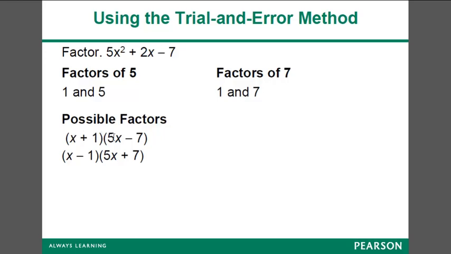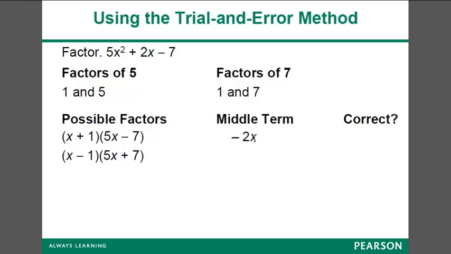I'll take x times 5x, gives me 5x squared. X times negative 7 gives me a negative 7x. 1 times 5x gives me a positive 5x. Negative 7x plus 5x gives me a negative 2x. That's not the one I'm looking for, because I'm looking for a positive 2x.